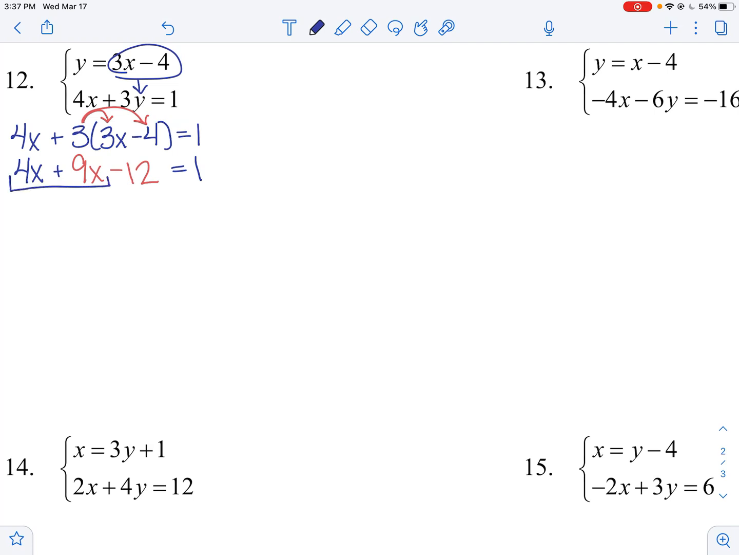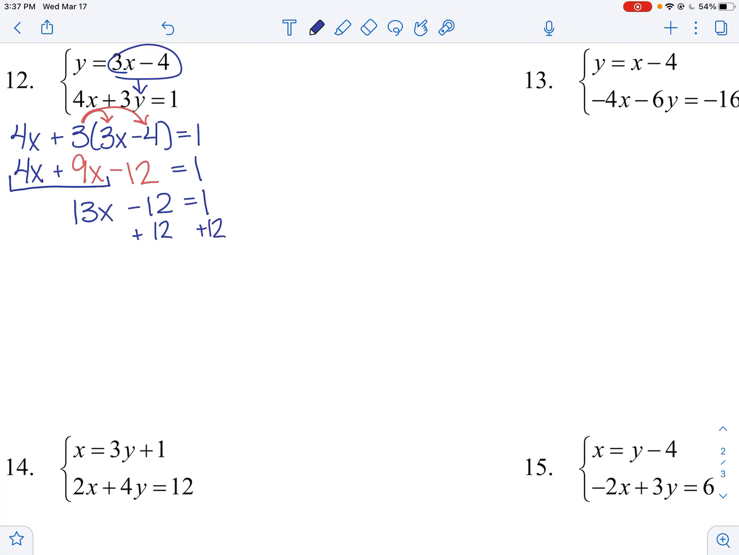4x plus 9x would be 13x. So 13x minus 12 equals 1. Now, you have the same end goal. We want to move all the x's to one side, which we already have because all the x's are together and they're only on one side of the equal sign. We need to move the constants to the other side, so the numbers without x.